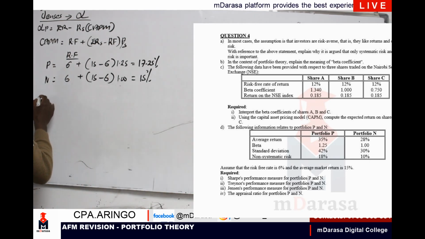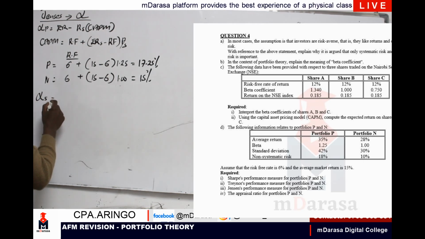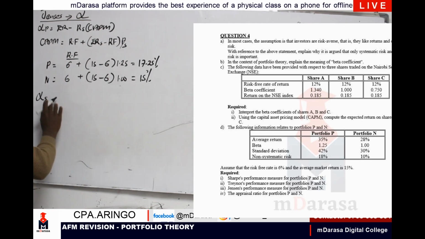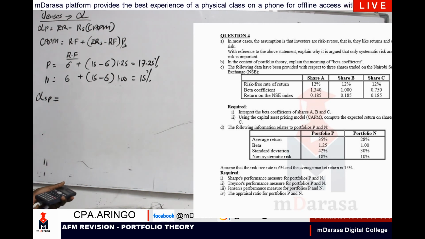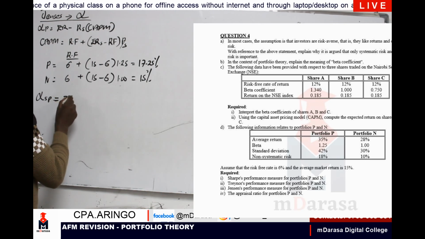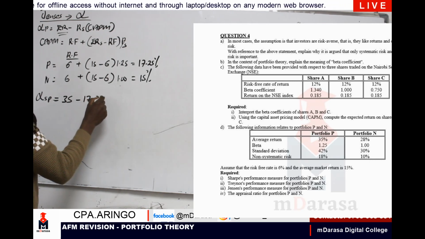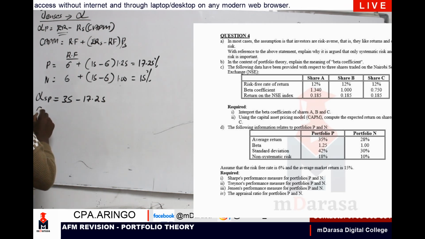So we need basically the Jensen method. So our Jensen alpha for security P: if we were to start with security P, what was the expected return? The value that I was given, you can literally see, is 0.35. So I'll be having here my 35 minus the return of security CAPM, which is 17.25. Whereas the other one, they basically talk about the alpha of security N.